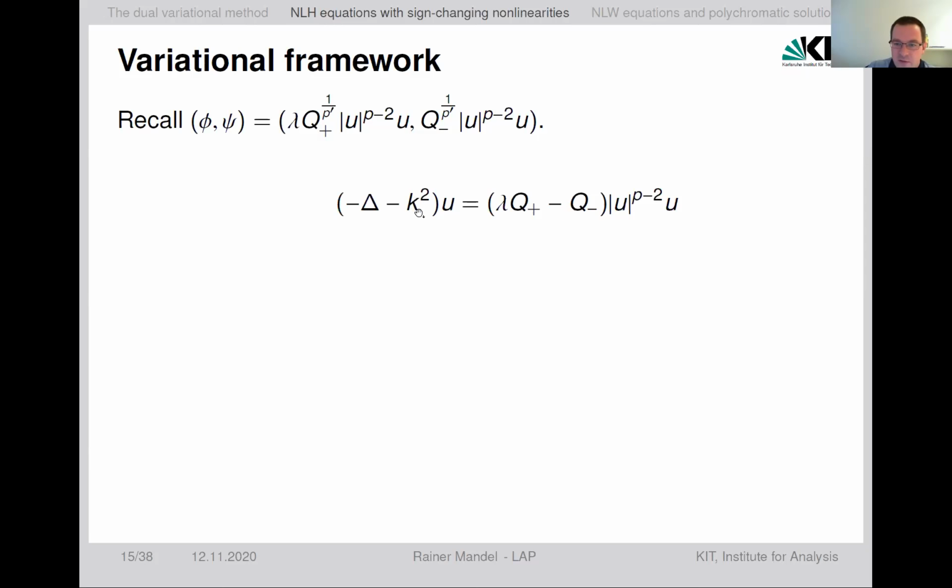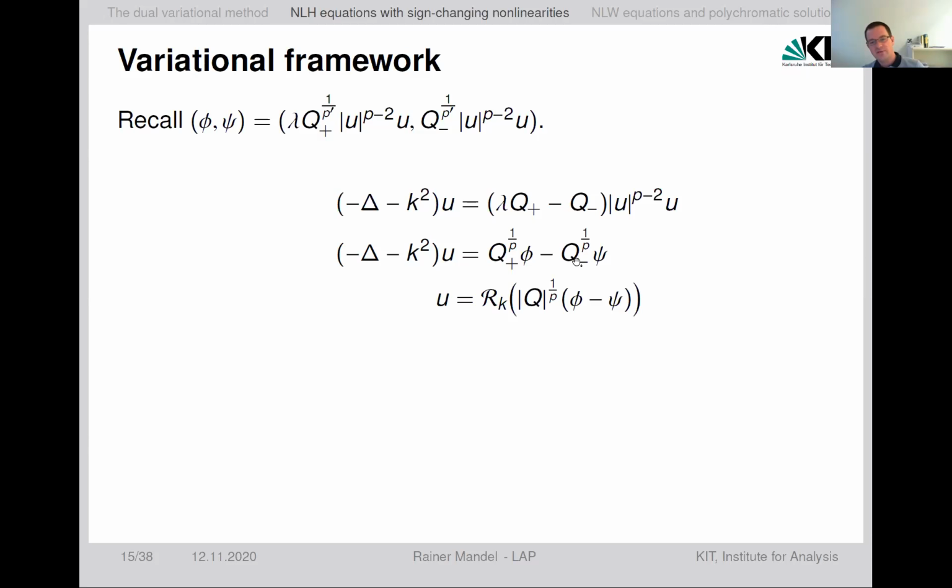So we are starting with this equation. We want to use this definition. So the first thing is to replace the right-hand side, and the definition is made in such a way that we can write it like that. And taking into account that phi, by definition, has support only in the positivity set and psi only in the negativity set, we can even write it in that way.